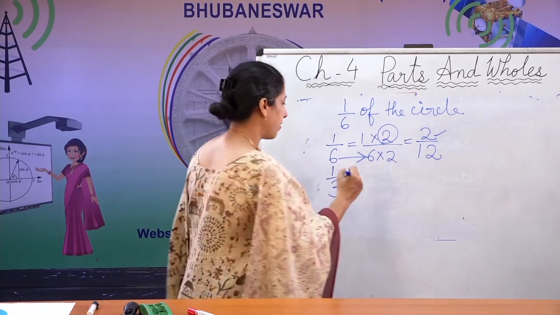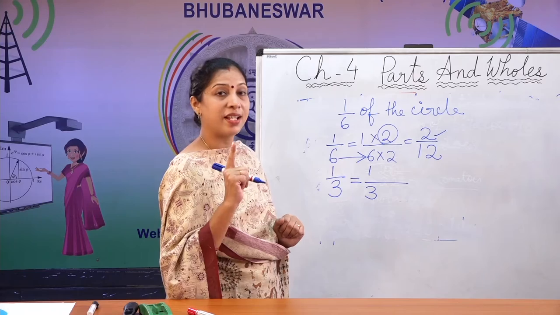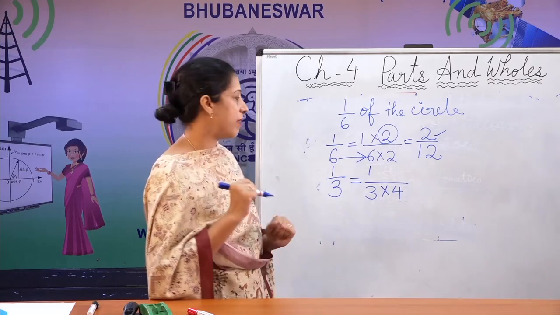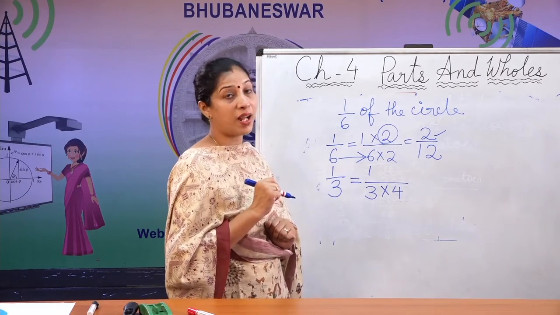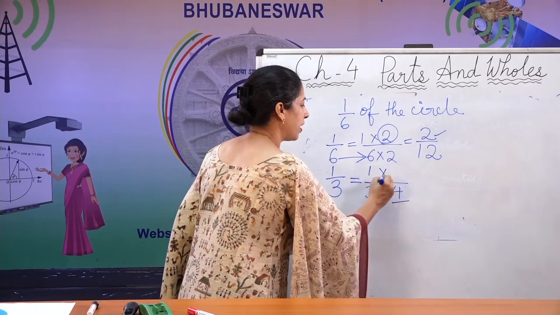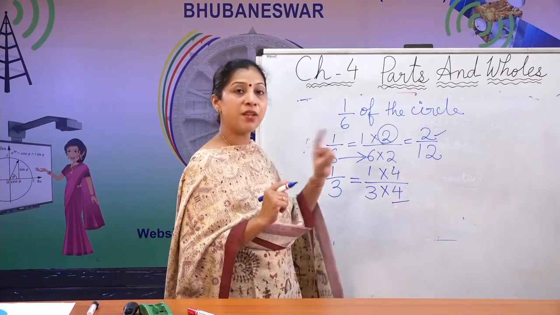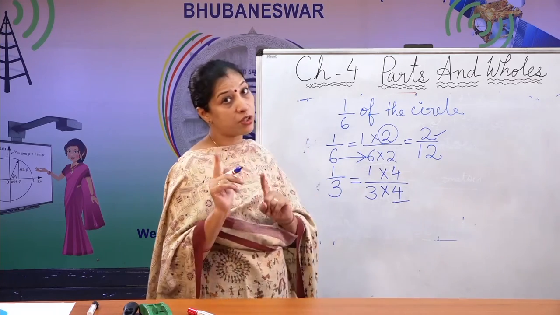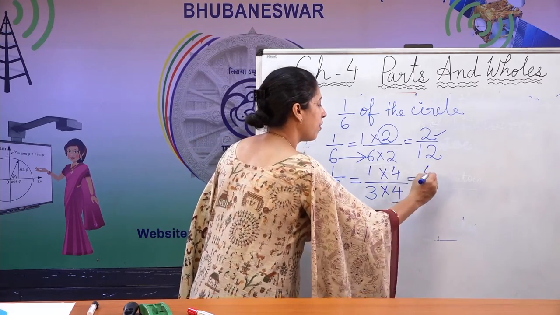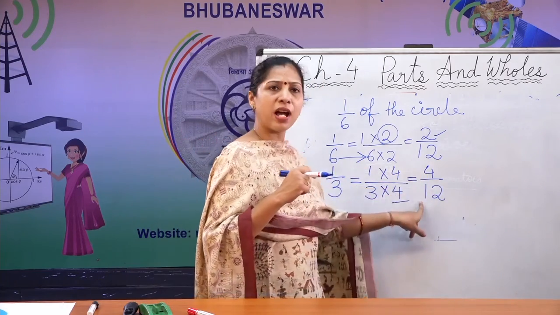So do you now remember what we should multiply 3 by to get 12? Yes, you will multiply 3 by 4 to get 12. Similarly, what will you multiply 1 by? The same number. The number which you have multiplied here, the same number you will multiply. You cannot multiply a different number. If you are multiplying by 4 here, you have to multiply by 4 here also. If you do not multiply both, it will be wrong. 1 by 3 cannot be equal to 1 by 12. So you have to multiply by 4 here, 4 by 12. Now can he color? Yes, very easy. 4 parts out of 12 parts.